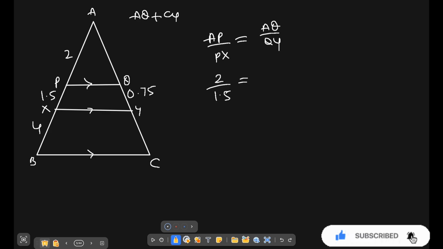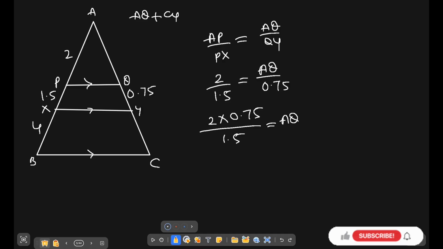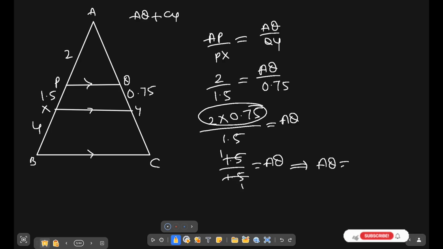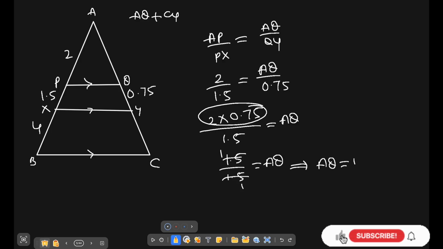Next, AQ value, that's what we don't know. QY value is 0.75. So bring 0.75 to the left side. 2 into 0.75 by 1.5 is equal to AQ. 2 into 0.75 is 1.5, by 1.5 is equal to AQ. So now we get AQ is equal to 1. So AQ is equal to 1 centimeter.